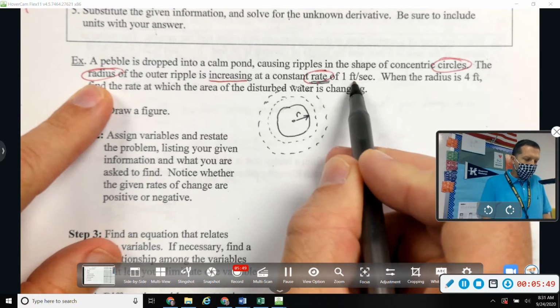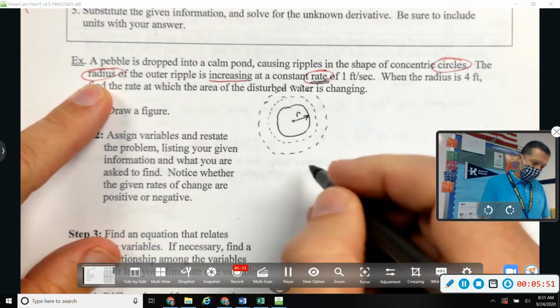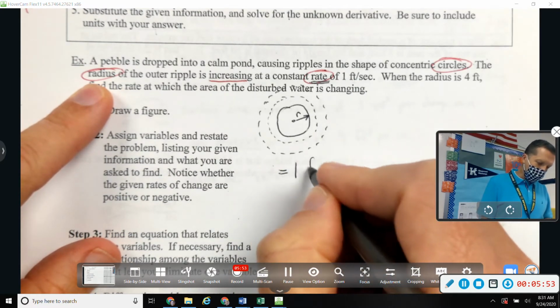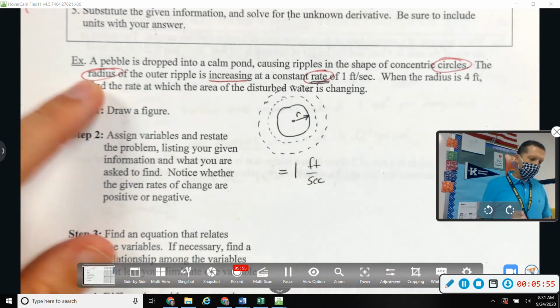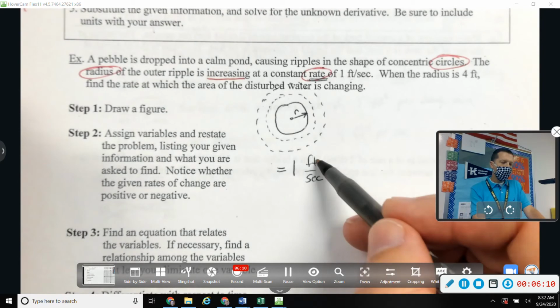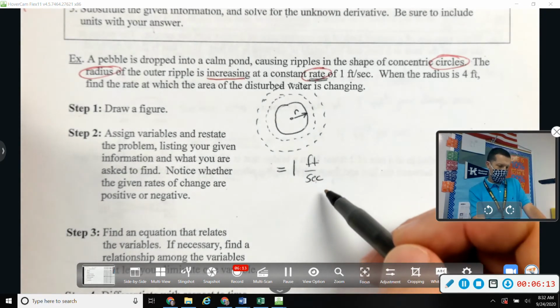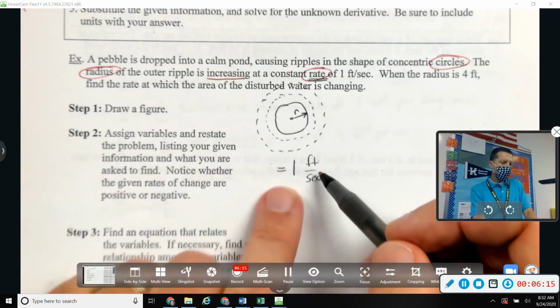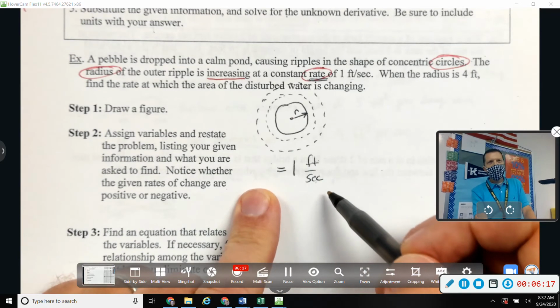How do I translate that? What does that mean in math? What is equal to 1 foot per second? This was the page 1 stuff. How do I translate a sentence into a variable? Again, use the units. Is it r equals 1 foot per second? Yes or no?